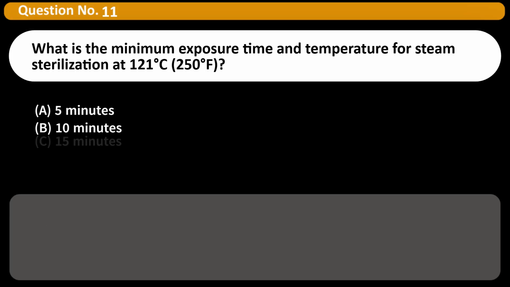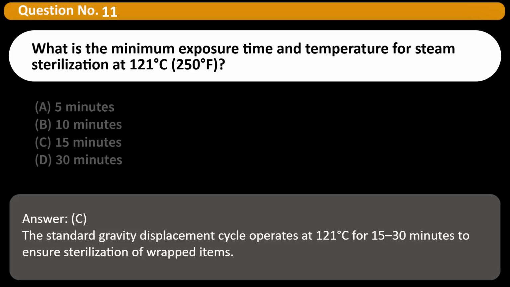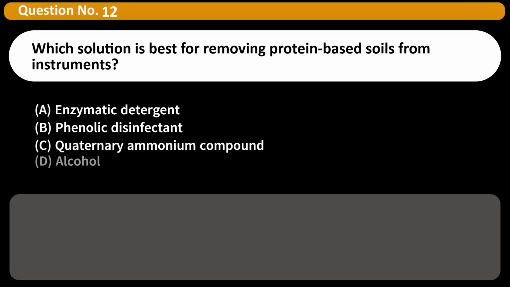What is the minimum exposure time and temperature for steam sterilization at 121 degrees Celsius, 250 degrees Fahrenheit? A. 5 minutes. B. 10 minutes. C. 15 minutes. D. 30 minutes. Answer: C. The standard gravity displacement cycle operates at 121 degrees Celsius for 15 to 30 minutes to ensure sterilization of wrapped items.